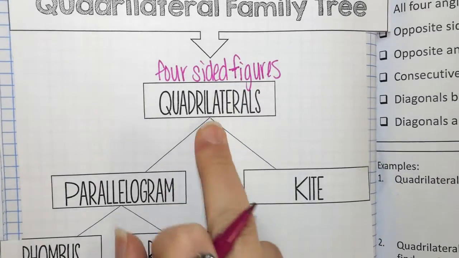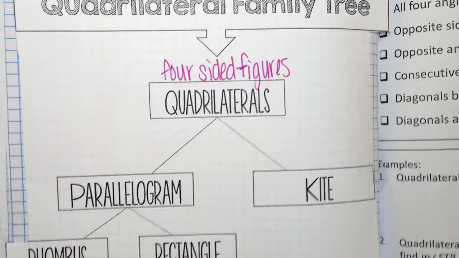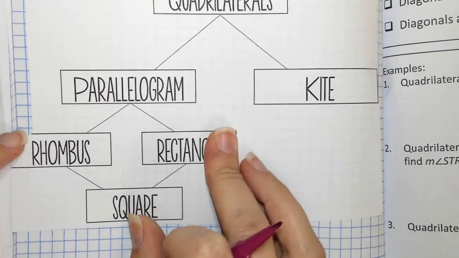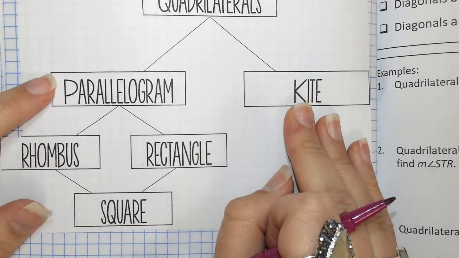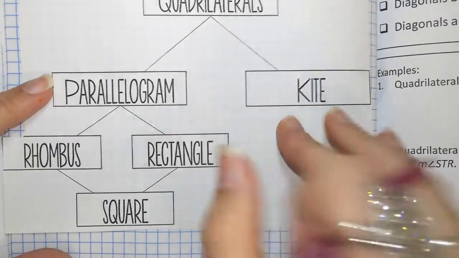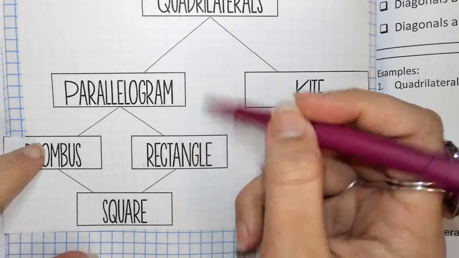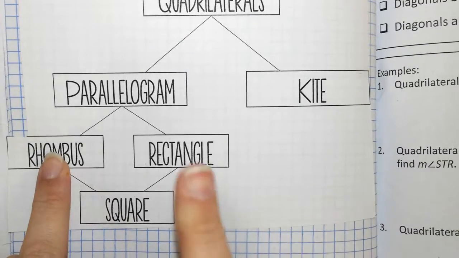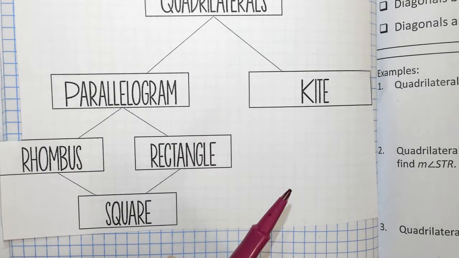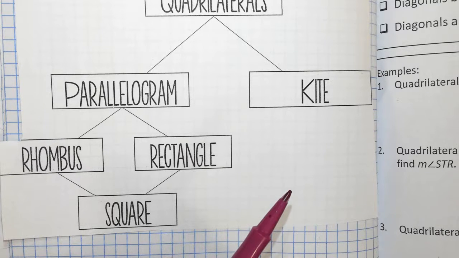Now, one type of quadrilateral is a parallelogram, and underneath parallelograms are 3 other kinds. A kite is not a parallelogram. It is its own little thing. Now, does everybody see that we have a rhombus and a rectangle right here? What is both a rhombus and a rectangle? Square. We have proved our argument from the beginning of the year. Isn't it magic?